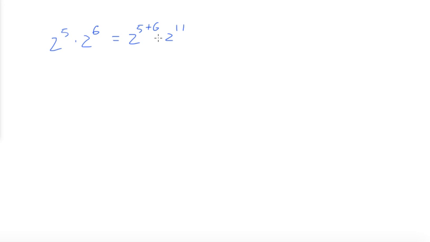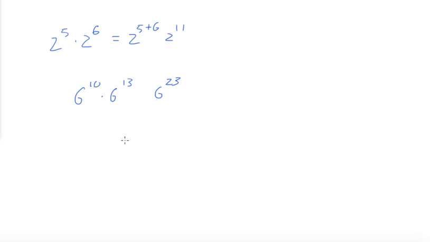Okay? So when we multiply something in exponential form that has the same base, 2 is the same base, then we add the exponents. So 5 plus 6 is 11. Another example of this would be 6 to the 10th times 6 to the 13th. Well, that's going to be 6 to the 23rd.